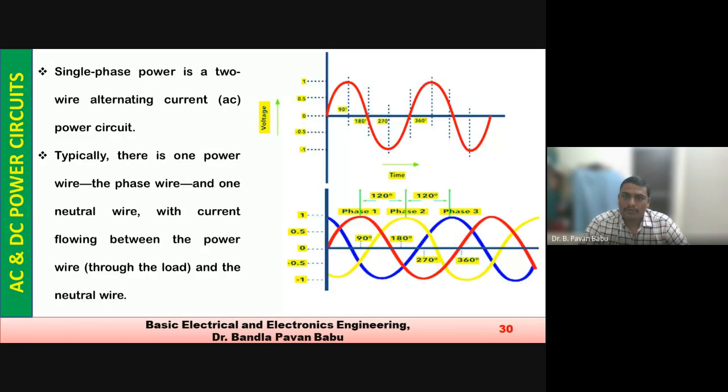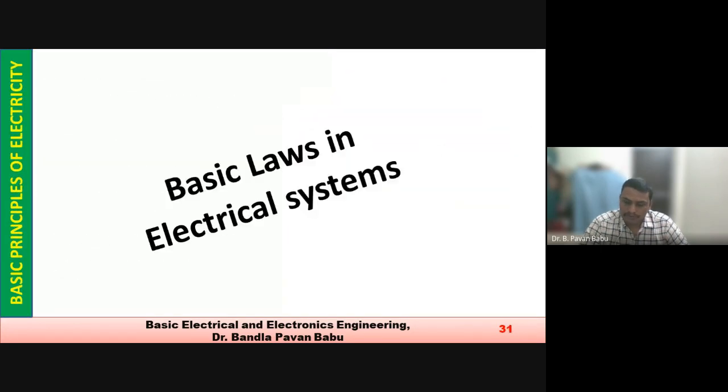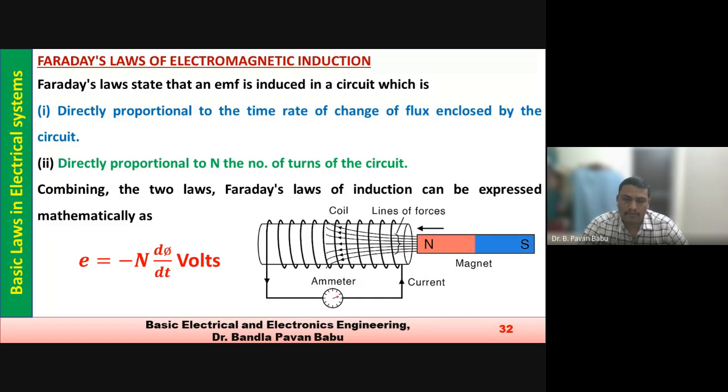And again, we cannot go for purely resistive loads because 90% of our loadings are lagging loads, which are called inductive loads. So that is the dependency on inductors and capacitors. Next we will move into some basic laws in electrical systems, which are quite useful for us when we go into further concepts.